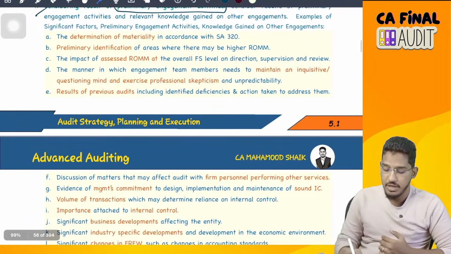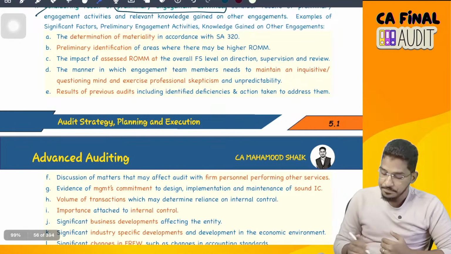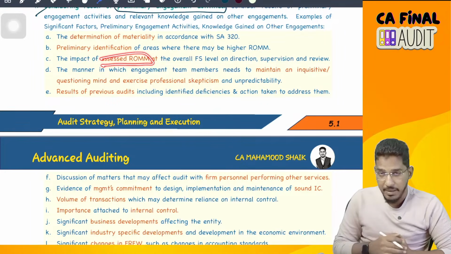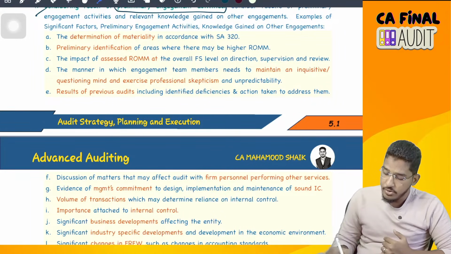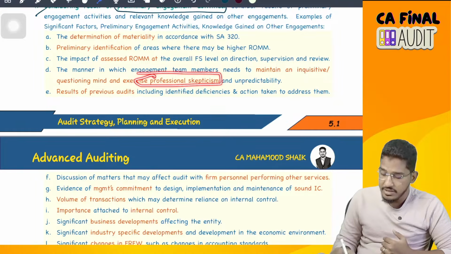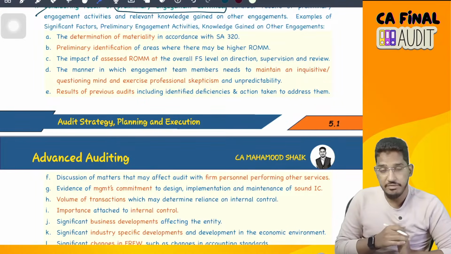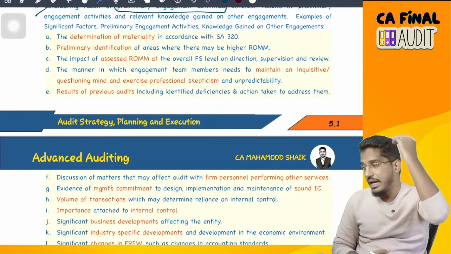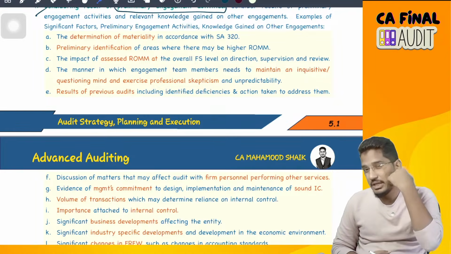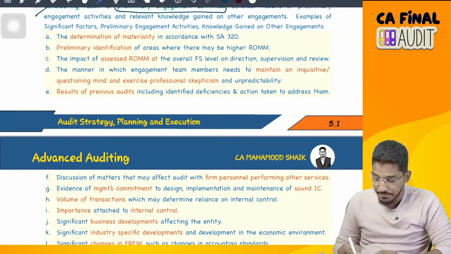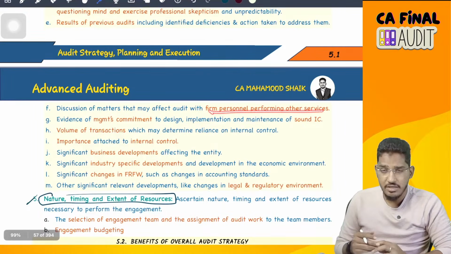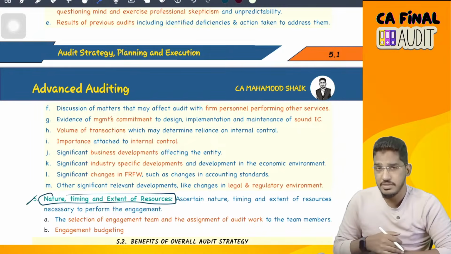Here also they have given examples like determination of materiality, identification of areas where there is a high risk of material misstatement. You should also pay attention to the impact of that assessed risk of material misstatement, and also whether there is any need for maintaining professional skepticism. 100% yes, there will always be a need for maintaining professional skepticism, but in some clients I need to maintain a high level of professional skepticism. In some cases I need to maintain a low level of professional skepticism, that I will decide. And also results of previous audits, firm's personnel performing other services. Is your firm performing any other services for the client?